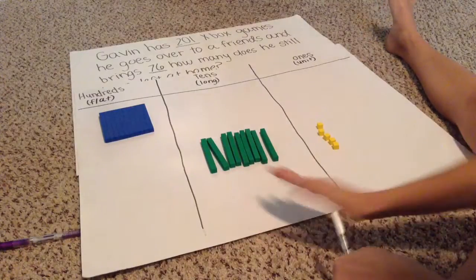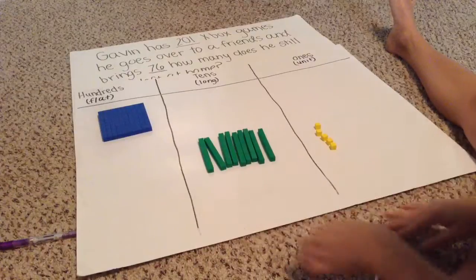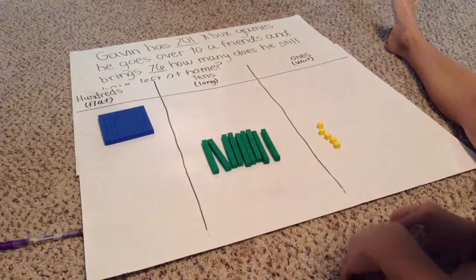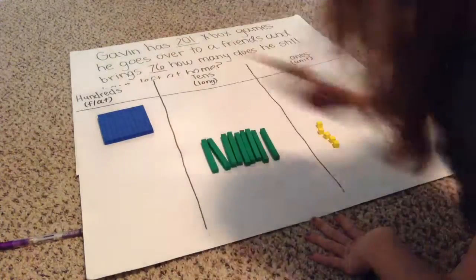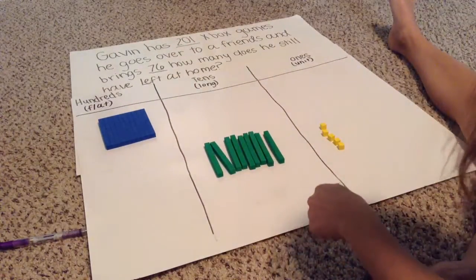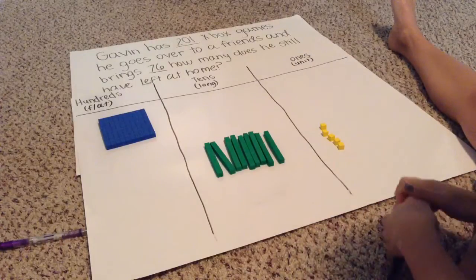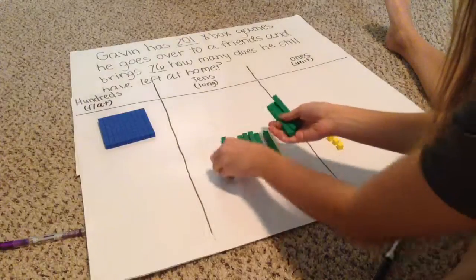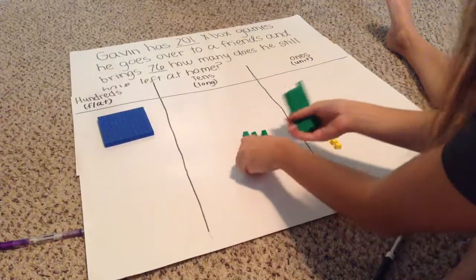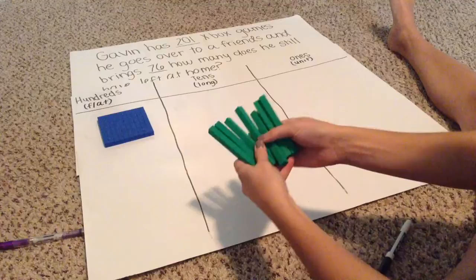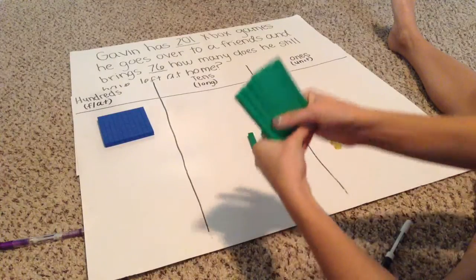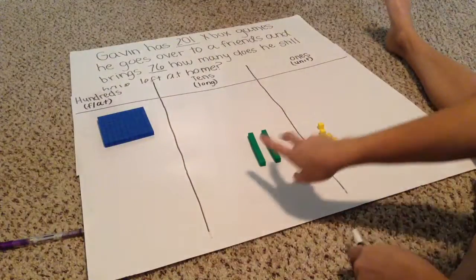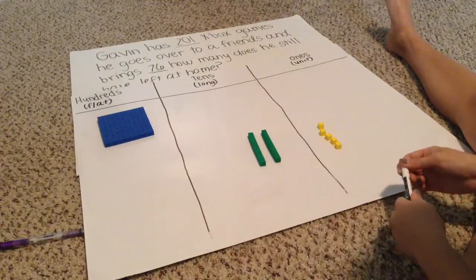So now we must subtract our tens. We look at our problem and it's 201 minus 76. So we now have to subtract 7 in our tens place. 7 in our tens place is also equivalent to 7 longs. 1, 2, 3, 4, 5, 6, 7. So we can now take away our 7 longs because we have 7 in our tens place we need to subtract. That leaves us with 2 longs, or 20.